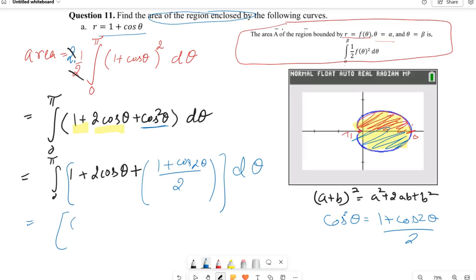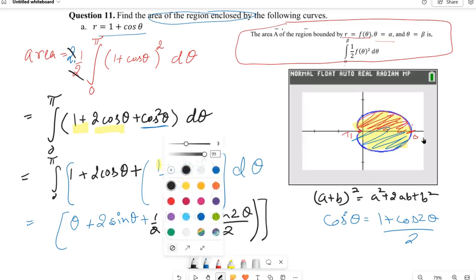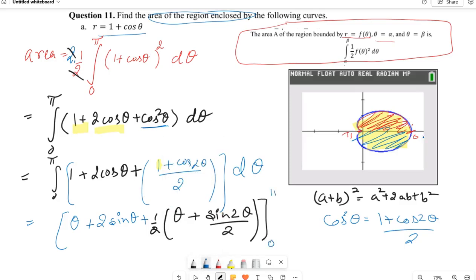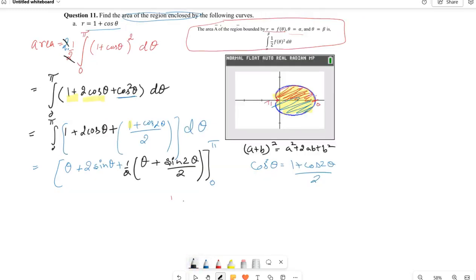Now we can integrate the whole thing. Integral of 1 is theta plus integral of 2 cosine theta is 2 sine theta plus, this half is outside, integral of 1 is theta plus integral of cosine 2 theta is sine 2 theta by 2, and the limits are from 0 to pi. So all we need to do is put the top limit minus the lower limit. So let's put the top limit.